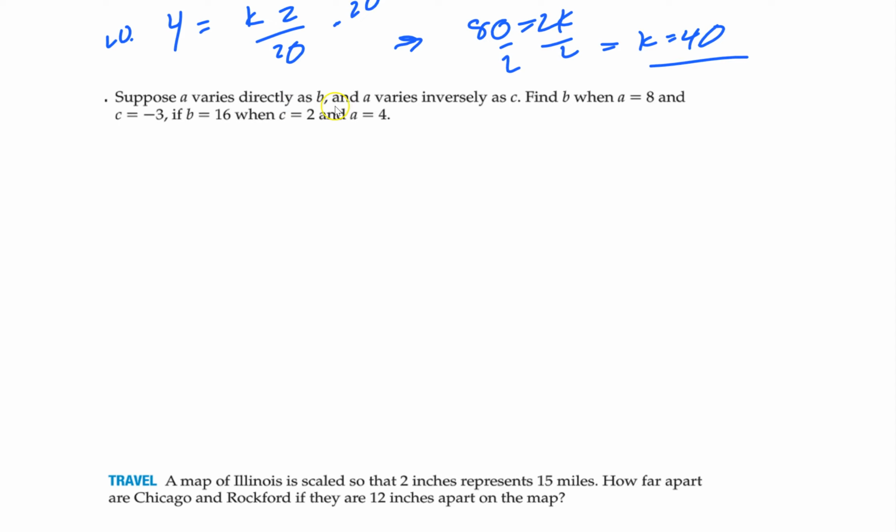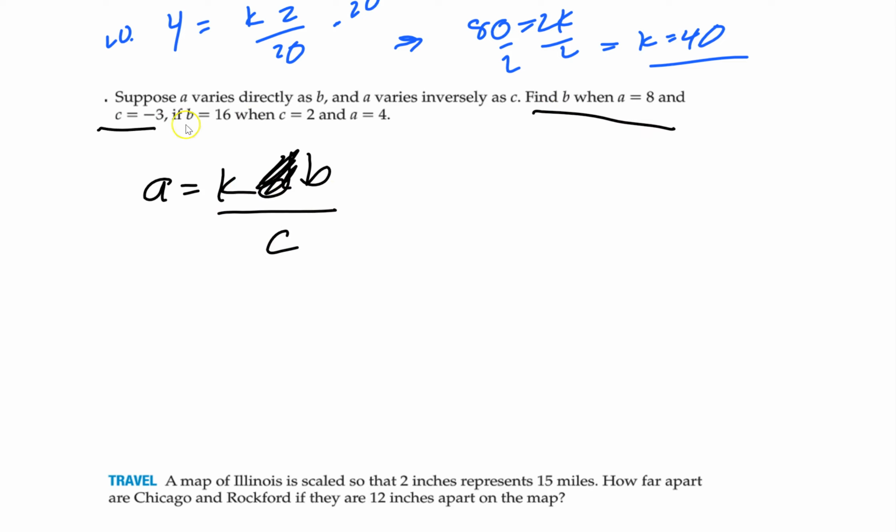Suppose A varies directly as B and A varies inversely as C. So A varies directly as B. B is this way. And inversely as C. So like that. That's my ugly equation, right? Again, look what they give us. They want to find B when A is 2 and C is -3.